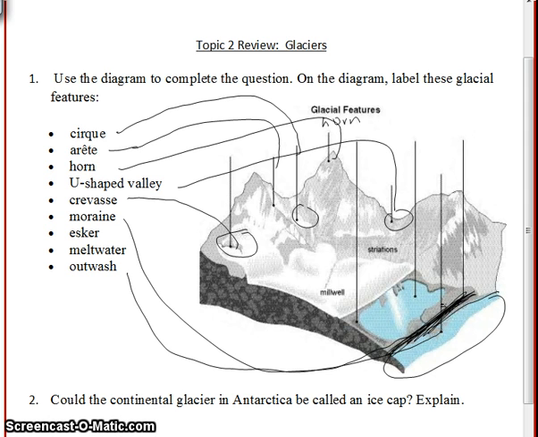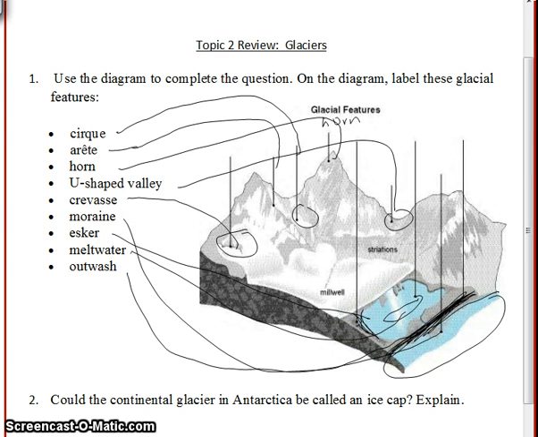Meltwater is basically this right here, meltwater. So the melting glacier leaves almost like a lake. And an esker is a ridge, okay, a winding ridge right here. So an esker.